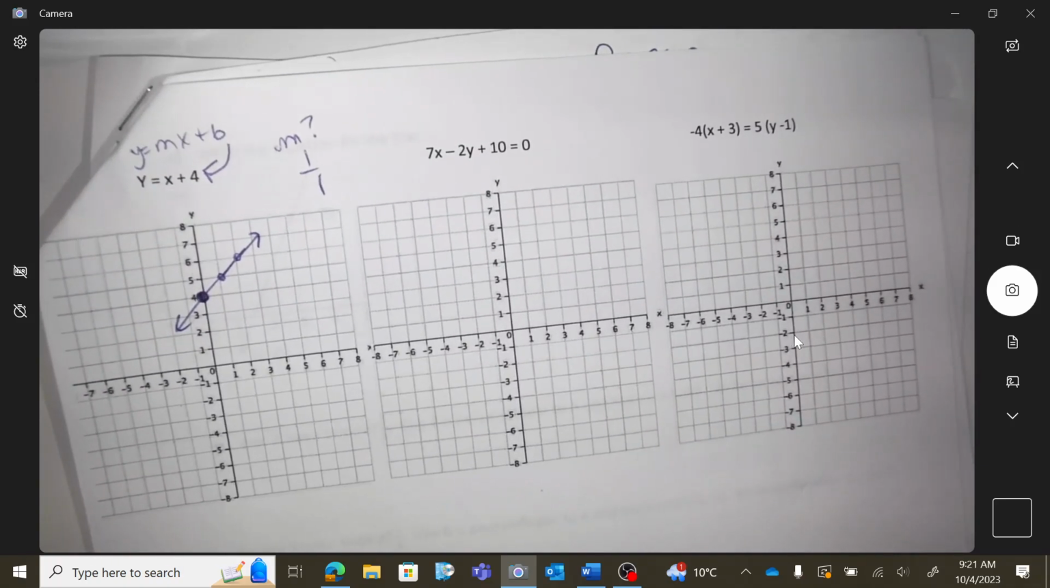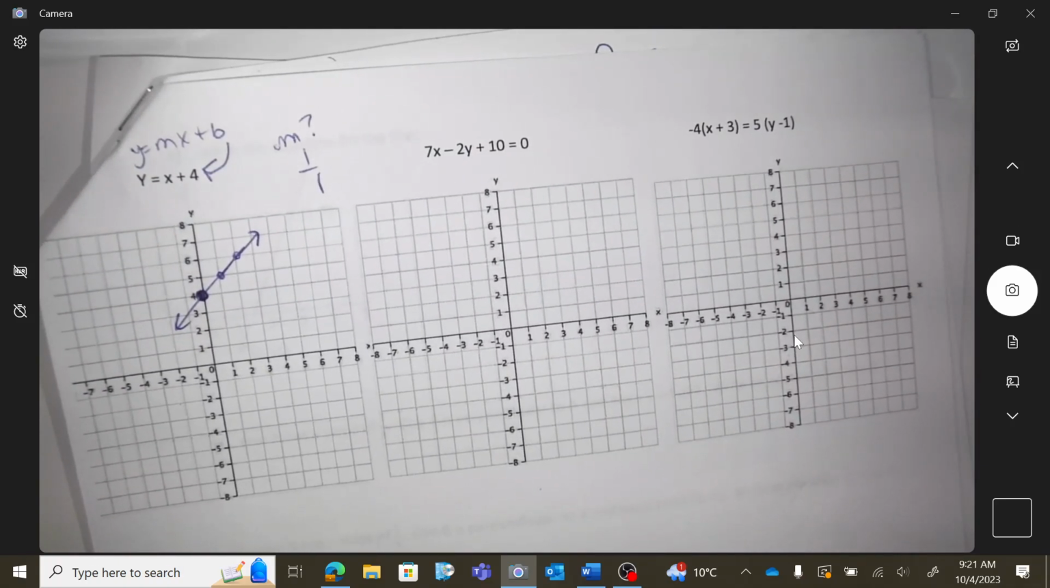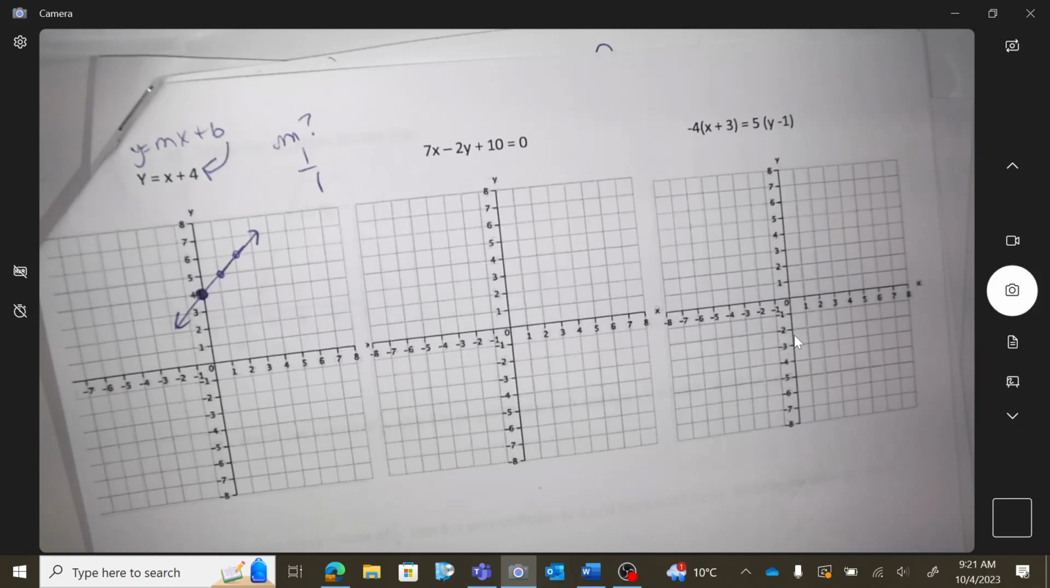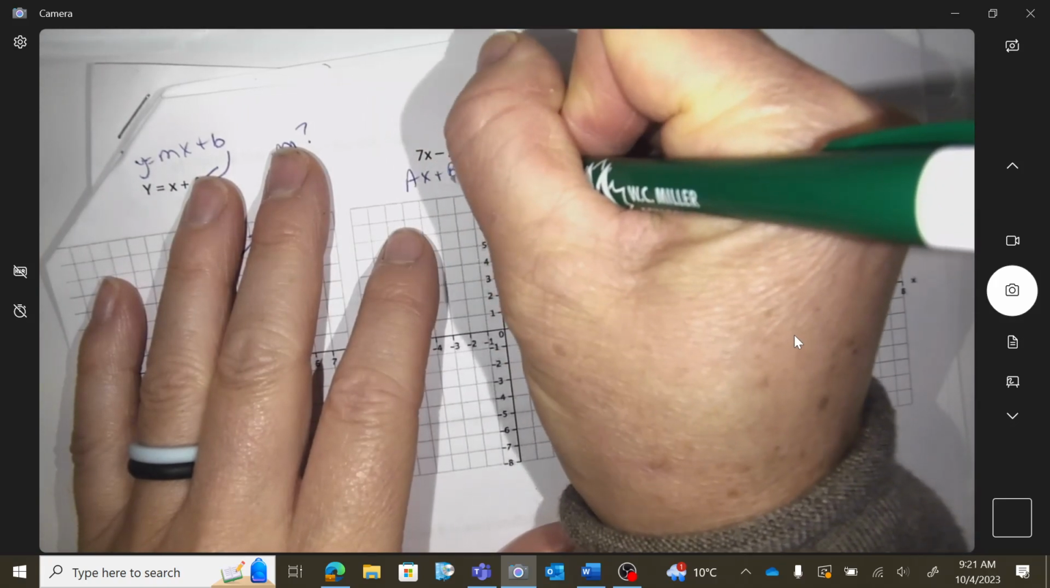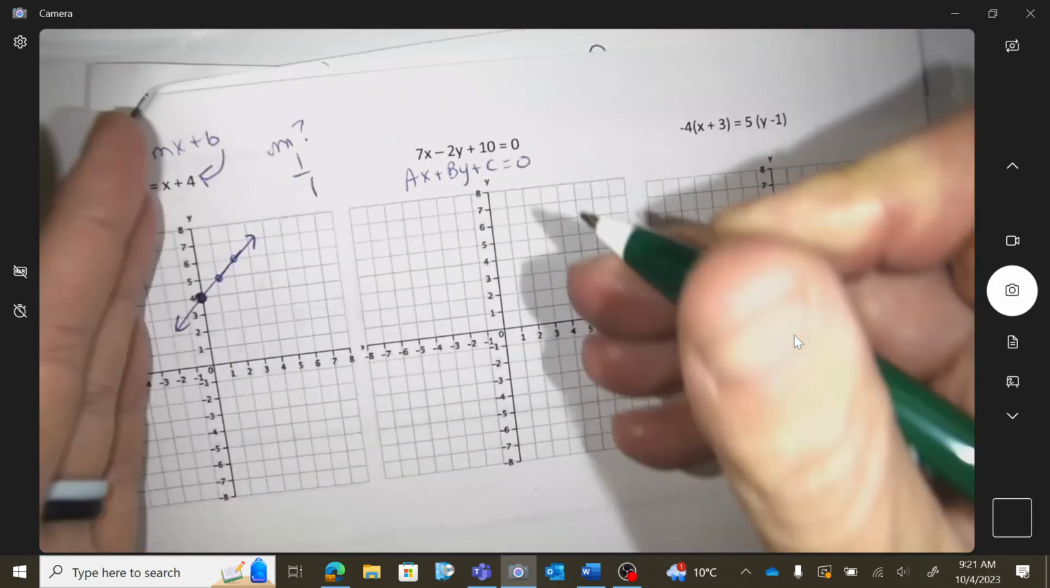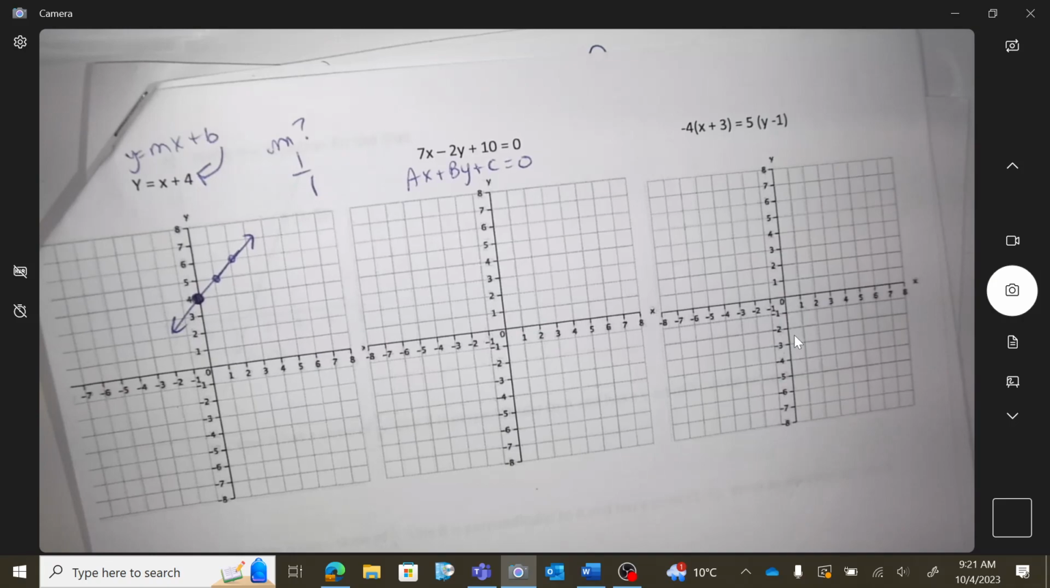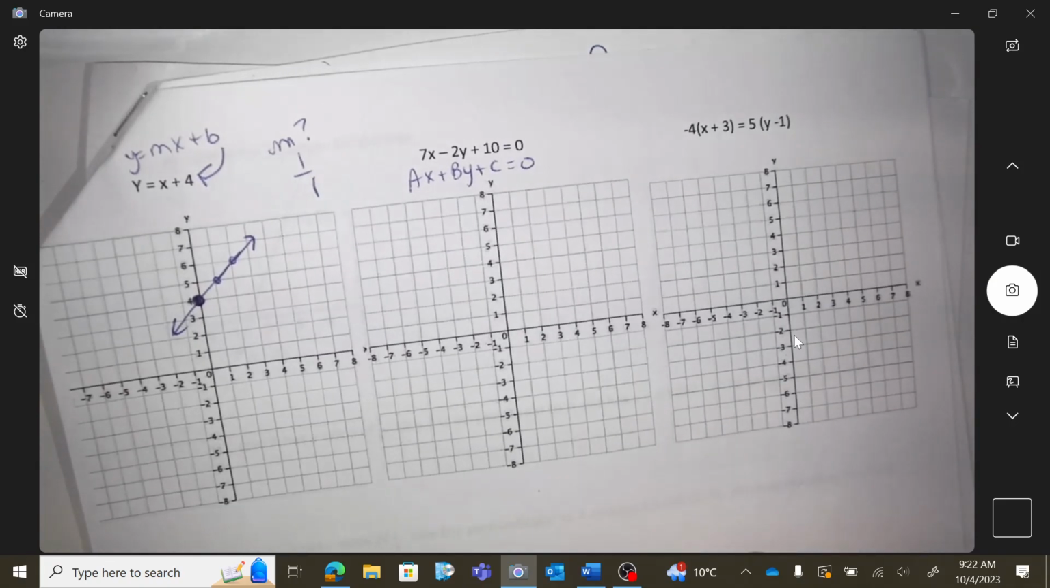Okay, so on the next one, this is not y equals mx plus b. So this is the general form one. It looks like this. So I would say, okay, that looks like that one on my formula sheet. So what do I do with this style?